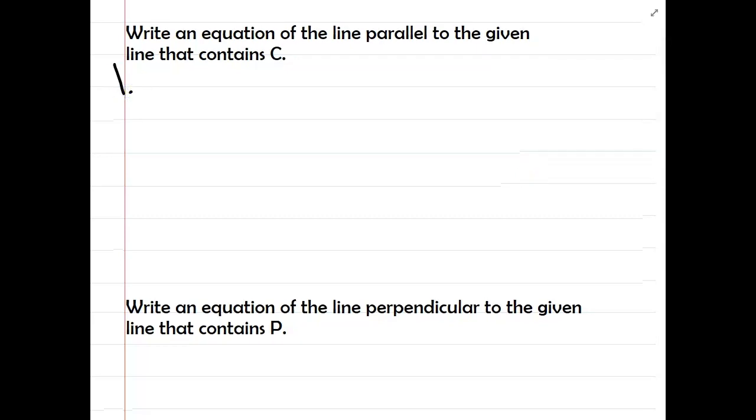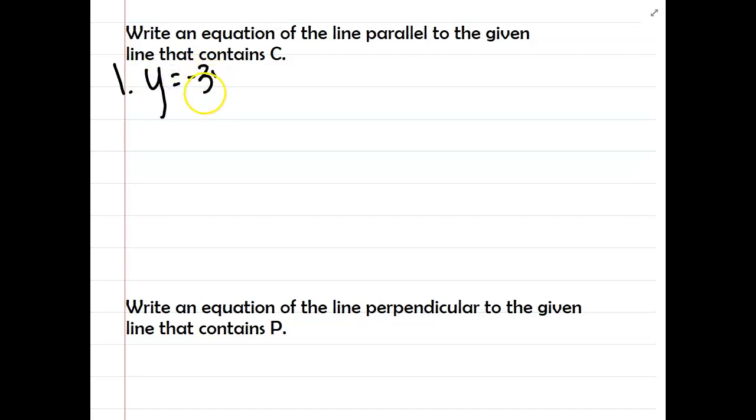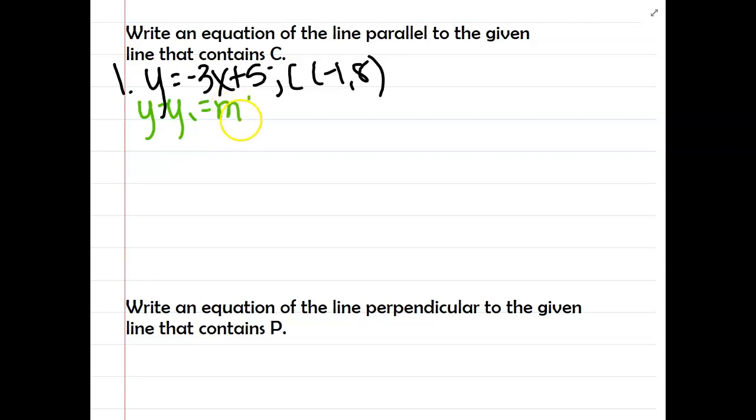So number 1. My line is y equals -3x plus 5, and point C is -1, 8. So what I want to do is write the equation of a line that's parallel to this line, but it's going to pass through this point. So we're going to use point slope form. Y minus y1 equals m times x minus x1.